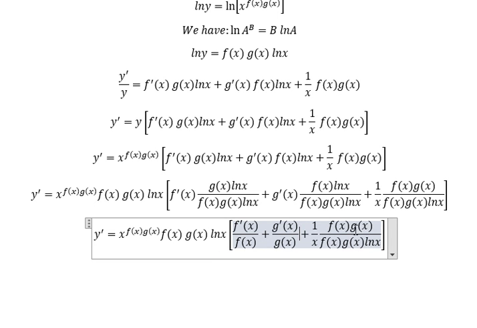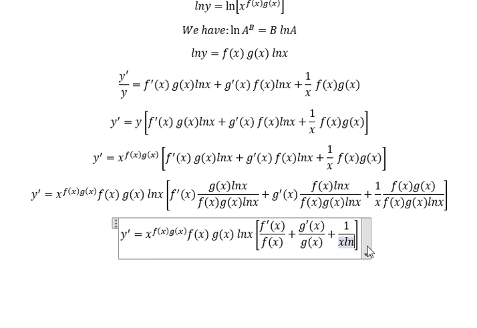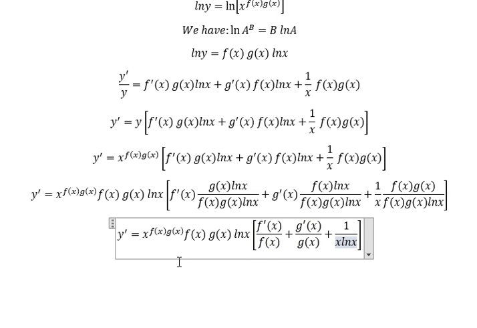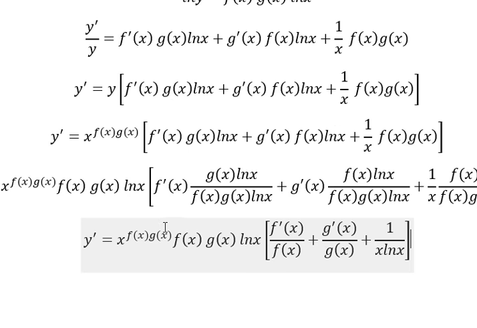f of s, g of s, they will simplify. So we just have only ln s. And this is the final answer we need to find in here.